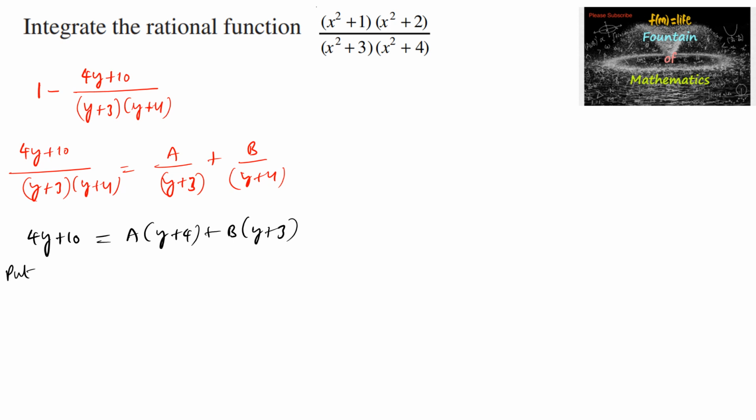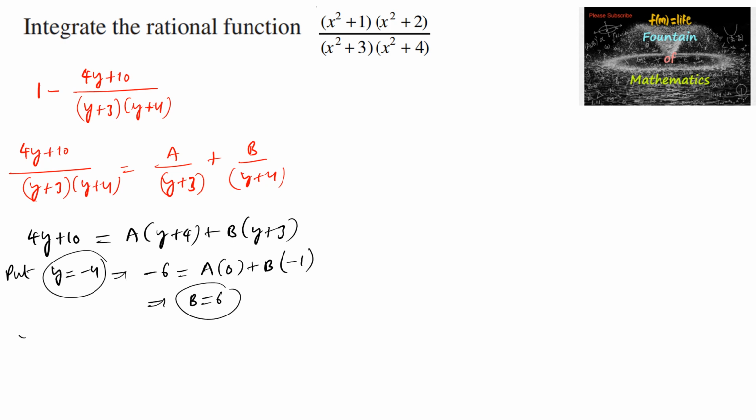Now put y is equal to minus 4. We get 4 into minus 4 minus 16 plus 10, that is negative 6, is equal to a times 0 plus b times (negative 4 plus 3), which is negative 1. So minus b is equal to minus 6, so b is equal to 6. And y is equal to minus 3, which implies 4 into minus 3 minus 12 plus 10, that is minus 2, is equal to a times (minus 3 plus 4), which is 1, plus b times (minus 3 plus 3), which is 0. So we have a is equal to negative 2.